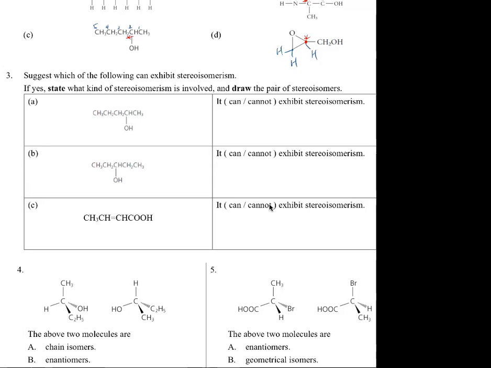Cis and trans isomers. Okay, so geometrical isomers. If it got a chiral carbon that bonded to 4 different groups of atoms, then we can consider it to be the optical isomers. So if it's an optical isomers, then you draw the 2 enantiomers. And if it's a geometrical isomers, then you draw cis and trans, or the E and Z molecules.